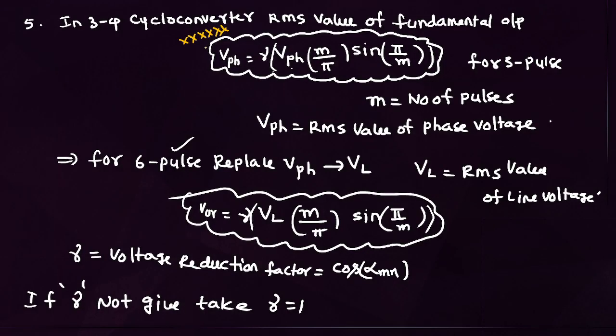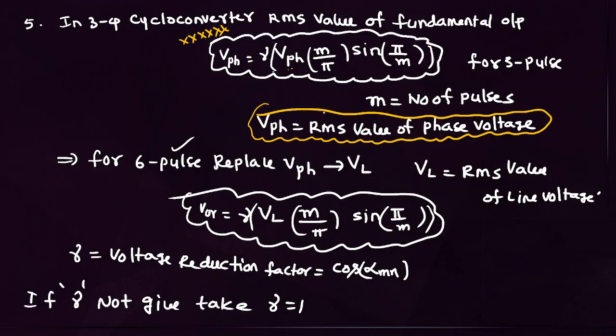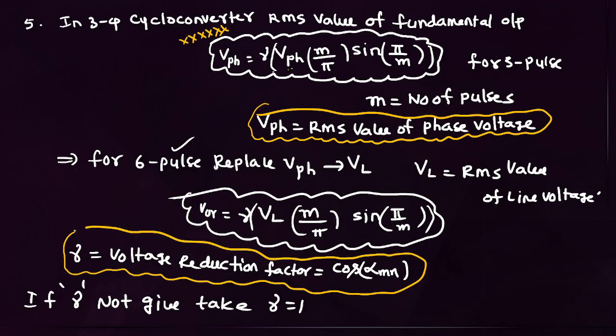In three phase cycloconverter, what is the RMS value of fundamental output voltage? It is gamma into V phase into M by pi into sin of pi by M. This is the three phase cycloconverter formula, the formula for three pulse. For three pulse, we have to use the V phase value. Where M is the number of pulses, and gamma is the voltage reduction factor. If the voltage reduction factor is not given, you take 1, students.